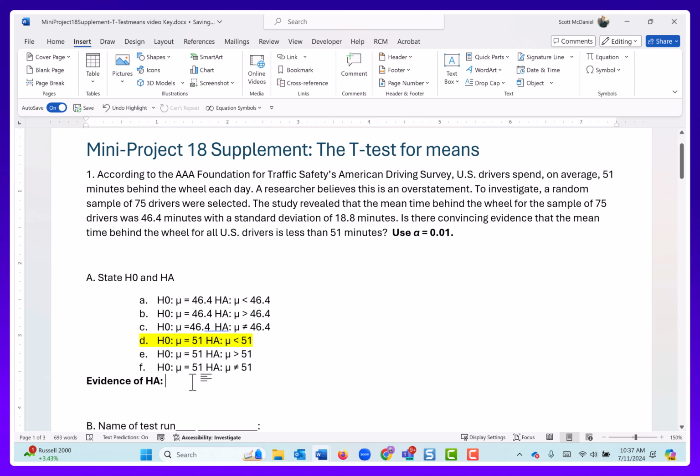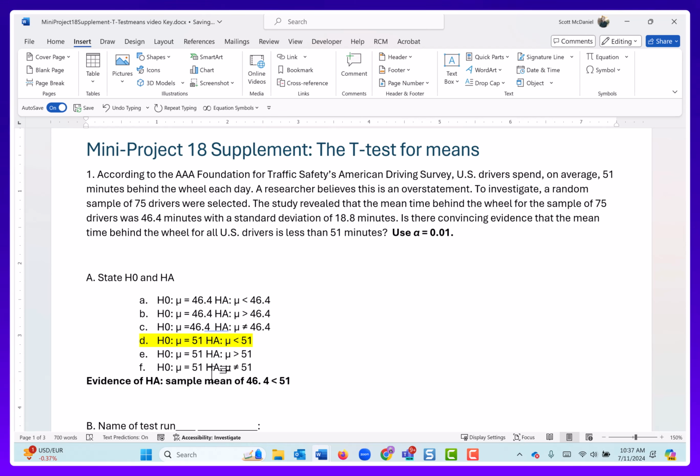And just like before, do we have evidence for this? Do we even need to run a test? Like if he or she ran this, and we ended up with an average of 52 or 51, we would need to run a test. But we do have some evidence, right? Our sample mean of 46.4 is indeed less than 51.